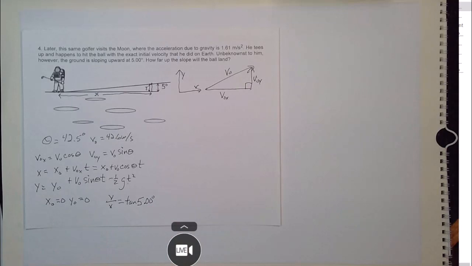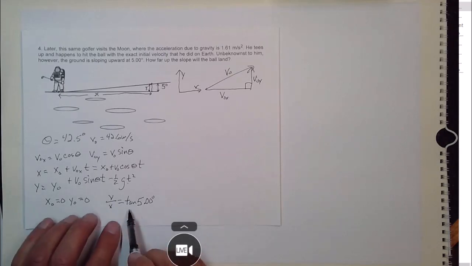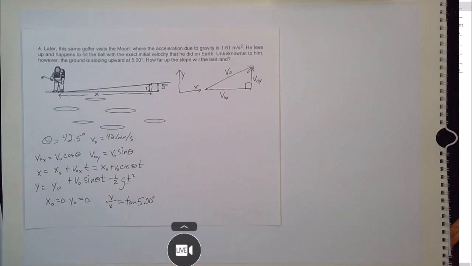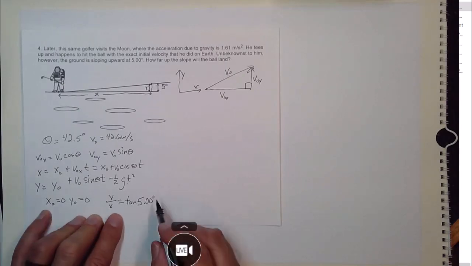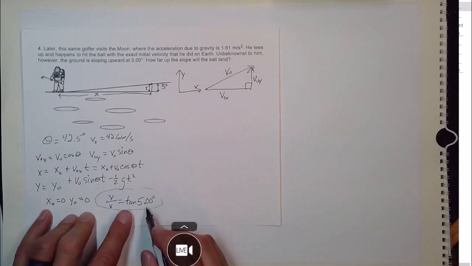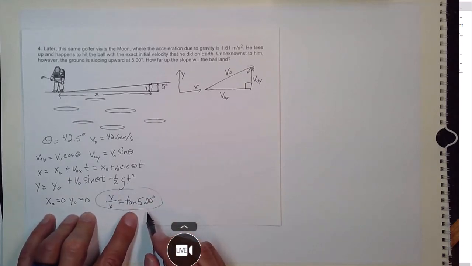In one of my earlier attempts on this problem, I put the tangent of theta here, and then I got a little farther along and things just weren't working out. So be careful when you set up a problem like that. It can lead you astray. Okay, well, I'm going to see what I can do with this expression. Tangent of 5 degrees is just a number.